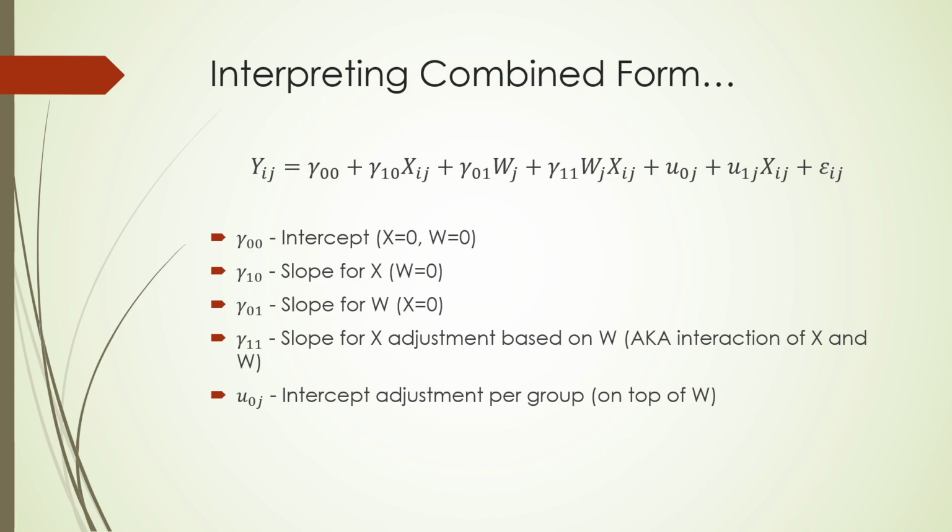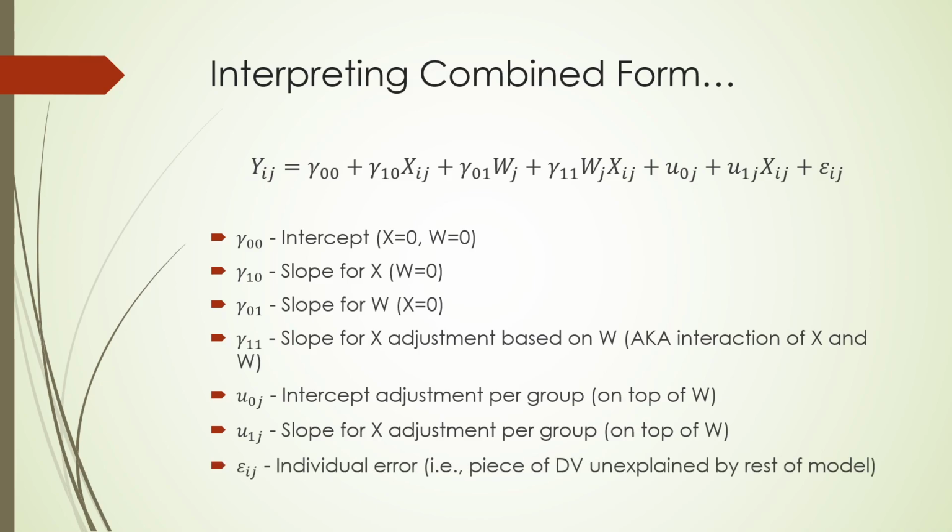U sub 0j is the intercept adjustment per group. So that's the fact that we are letting base pay vary depending on company. And then U sub 1j, you could look at this and say we're letting the skill compensation vary based on company, and that's what U sub 1j is representing in this equation. Similarly, epsilon sub ij, just as before, is that individual error, or the piece of the dependent variable that is yet unexplained by the rest of the model.